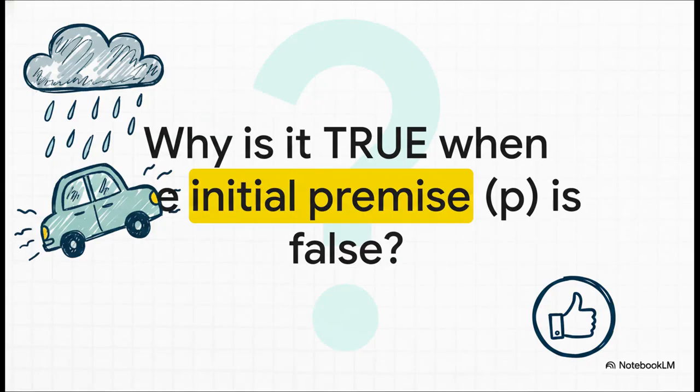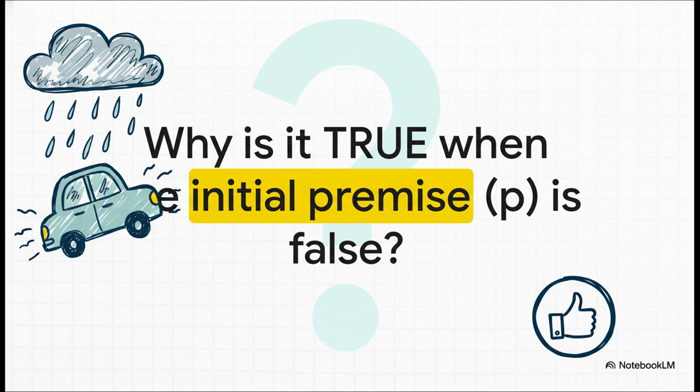So you're probably wondering, wait a minute, why is it true when the first part is false? Let's use the example from our source text. "I promise you, if it is raining, I will give you a ride," okay? Now, what if it doesn't rain? Did I break my promise? Of course not. The initial condition, the rain, never happened, so my promise is still totally intact. It doesn't matter if I gave you a ride or not.